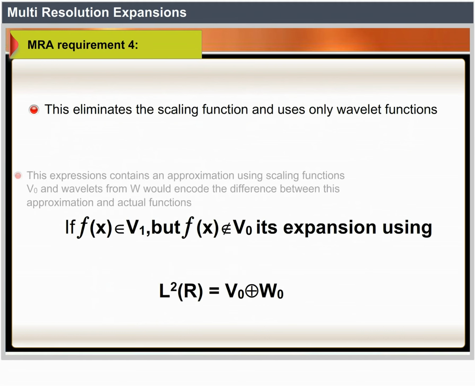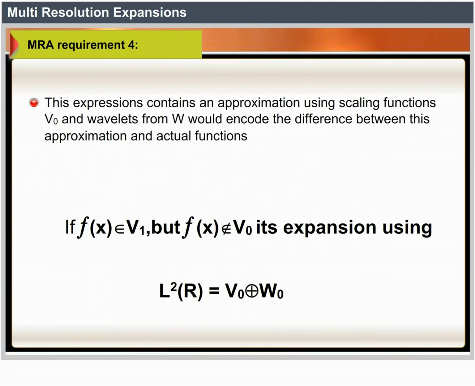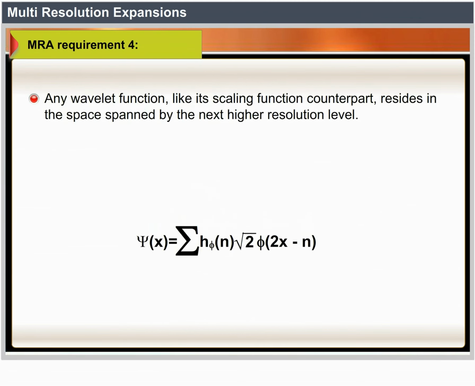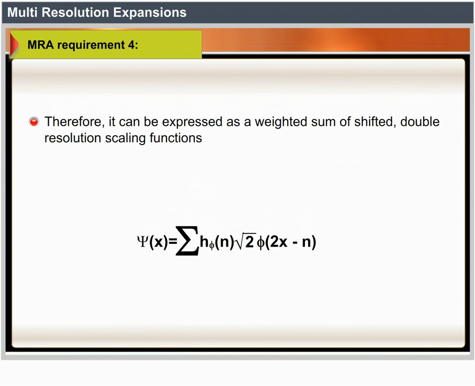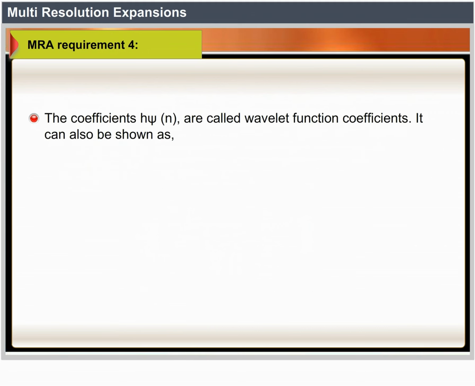This expression contains an approximation using scaling functions V0, and wavelets from W would encode the difference between this approximation and actual functions. Any wavelet function, like its scaling function counterpart, resides in the space spanned by the next higher resolution level. Therefore, it can be expressed as a weighted sum of shifted double resolution scaling functions as shown. The coefficients h_ψ(n) are called wavelet function coefficients. The equation can also assume the form as shown.